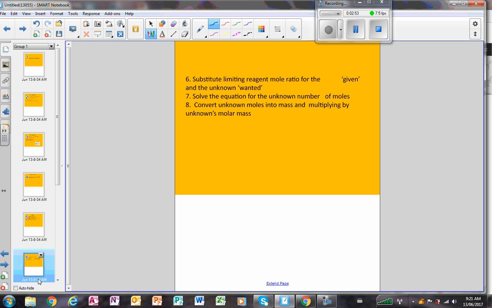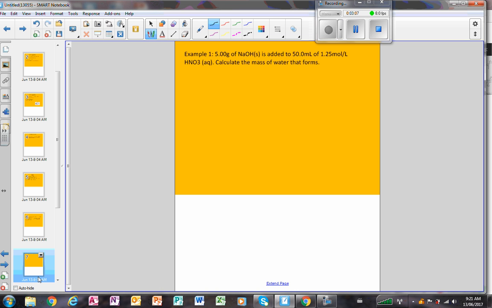We can take the moles of the limiting reagent and we can use those as our given moles, and then we look at the moles of our wanted, and then from there we go forward to calculate out the component that we're looking for. So in our first example, we have 5 grams of sodium hydroxide added to 50 mL of 1.25 molar nitric acid. And it's asking us to calculate the mass of water that forms. This is one way that we can decode that this is a limiting reagent question. So let's start this off.